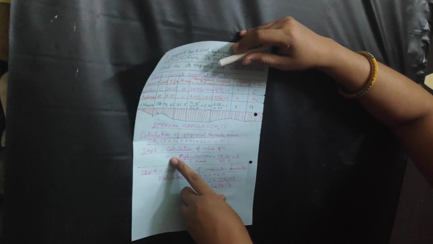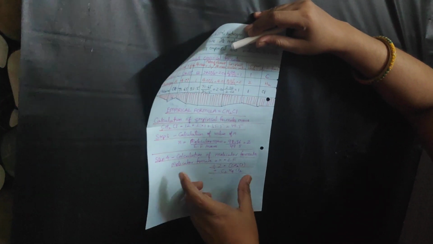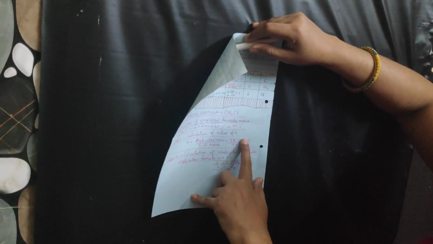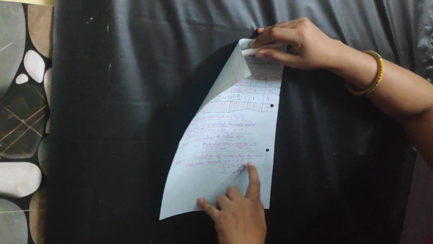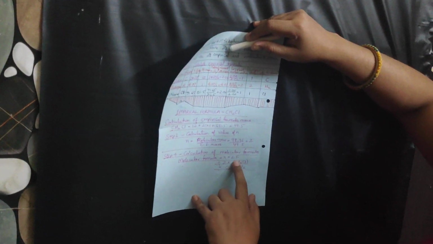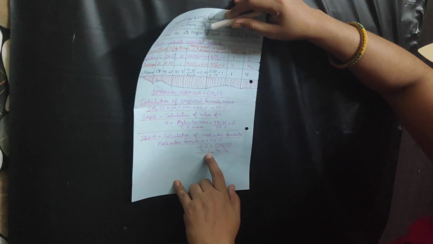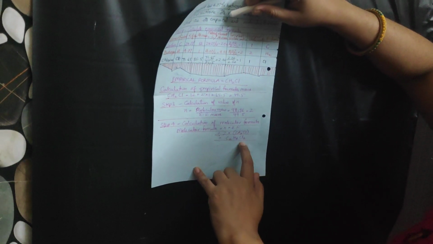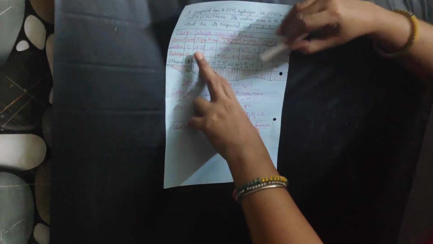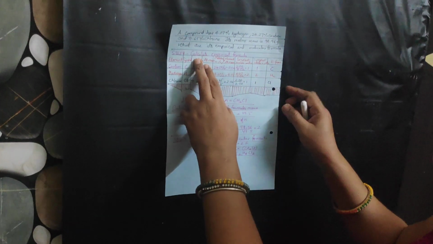Now step 4: after we have calculated n, we find the molecular formula, which is n into the empirical formula. We have got n as 2, so this 2 will be multiplied. The empirical formula was CH2Cl. So 2 into CH2Cl gives 2 carbon, hydrogen will be 4, and chlorine will be 2. So C2H4Cl2 is the exact formula of the compound. This is the answer for the empirical and molecular formulas.